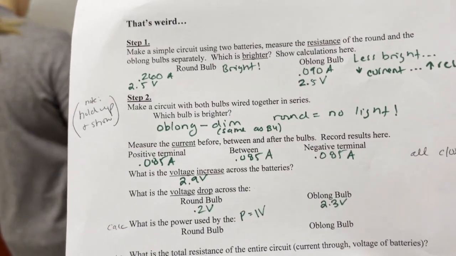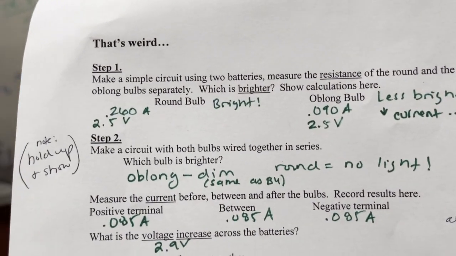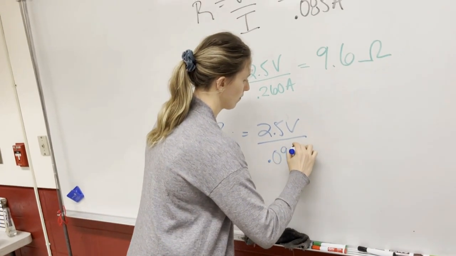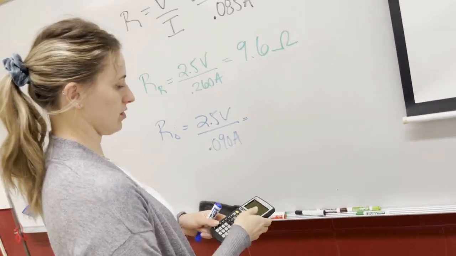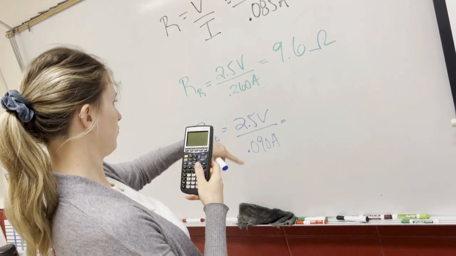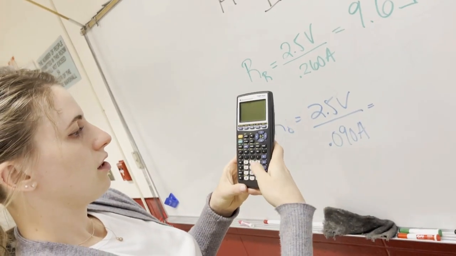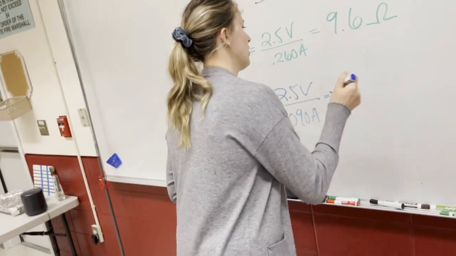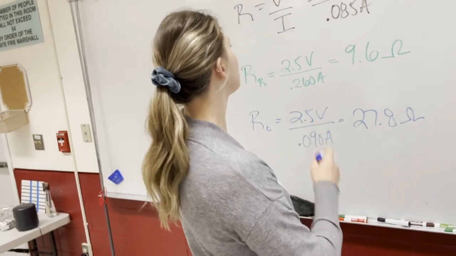And then the oblong bulb is 2.5 volts and 0.090 amperes. Do you guys go ahead and make a prediction? Do you think this is going to be more resistance or less resistance? Well, it's flowing less current. Yeah, it's flowing less current, so it's got to be more resistance. Okay, so 2.5 divided by 0.090 is going to give me 27.8. We might not need all these decimals, but that's good.